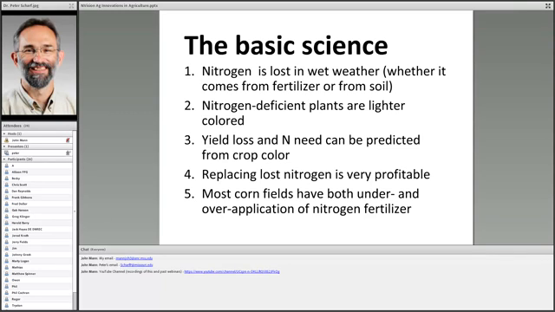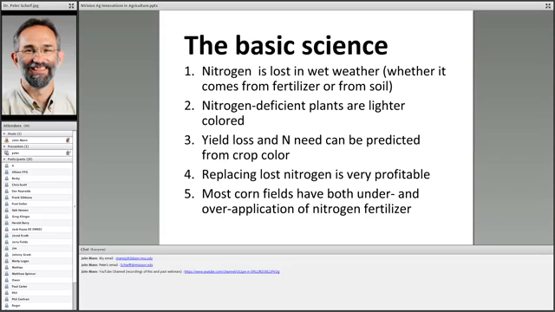So the first fact is that nitrogen is lost in wet weather, and that's true both for fertilizer nitrogen and for soil nitrogen. A lot of people don't appreciate that even before mineralization kicks in, most soils are going to have 50 pounds of mineral nitrogen, nitrate and ammonium, sitting there ready to contribute to crop growth, and if that's lost, it impacts the nitrogen status of that plant just as much as if fertilizer nitrogen is lost.